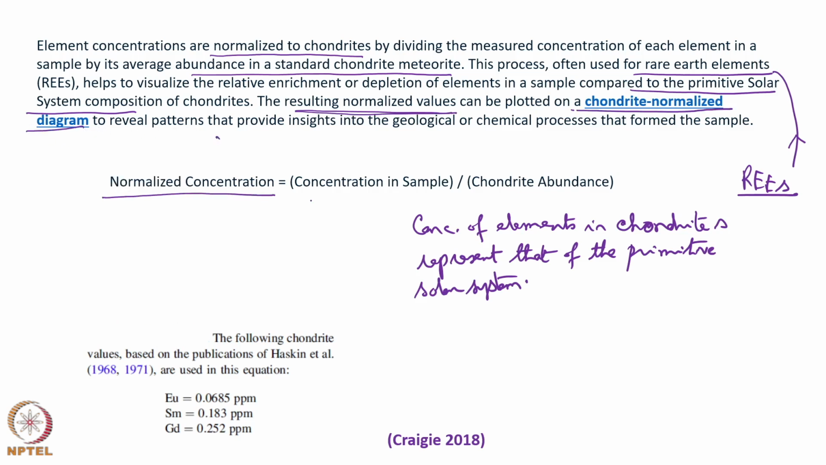Normalized concentration, what does it mean? As I was telling, it is the concentration of an element in the sample divided by the chondrite abundance, what is found in the chondrite. Let us look at a few of the chondrite values. For Eu, it is 0.0685 ppm, Sm is 0.183 ppm, and Gd is 0.252 ppm.